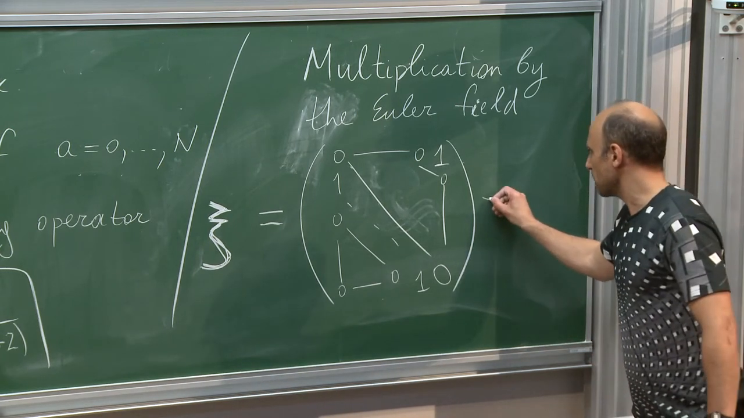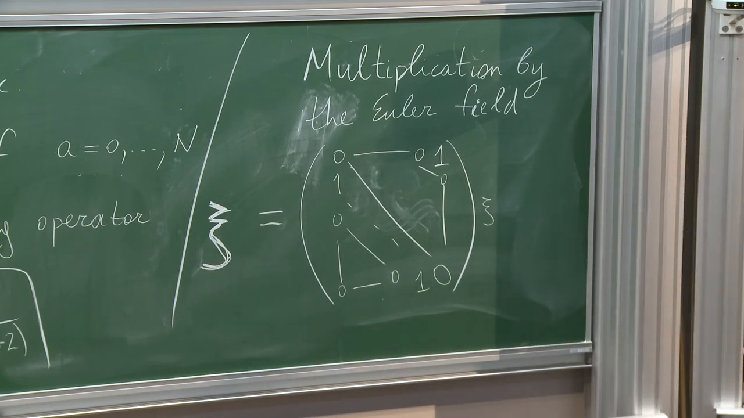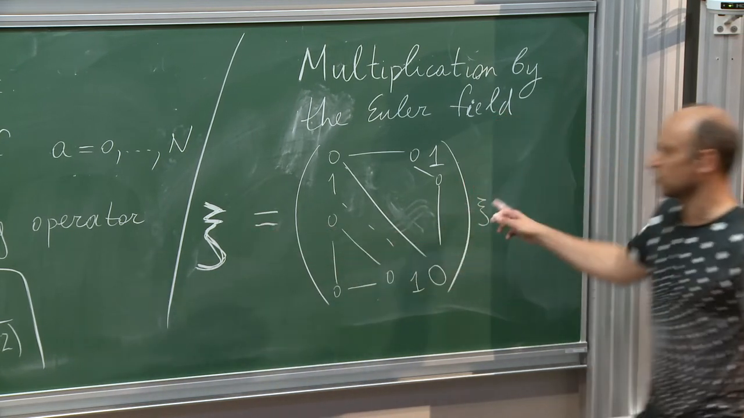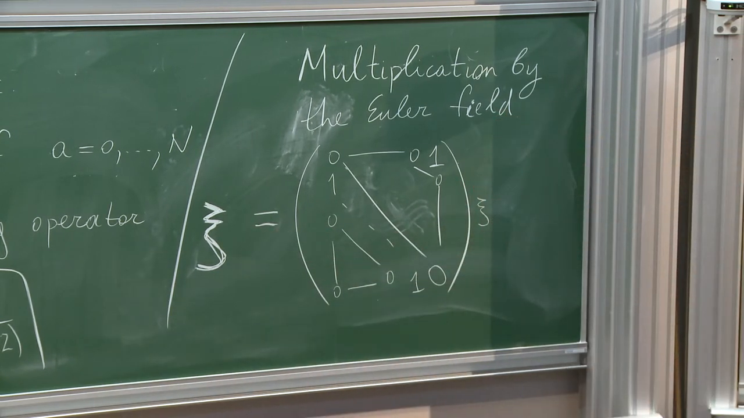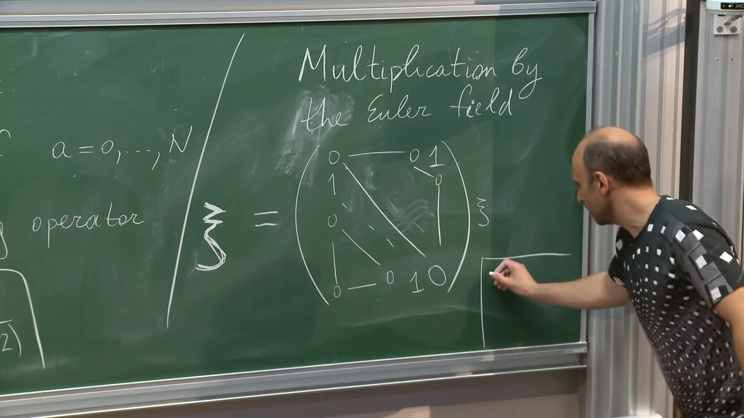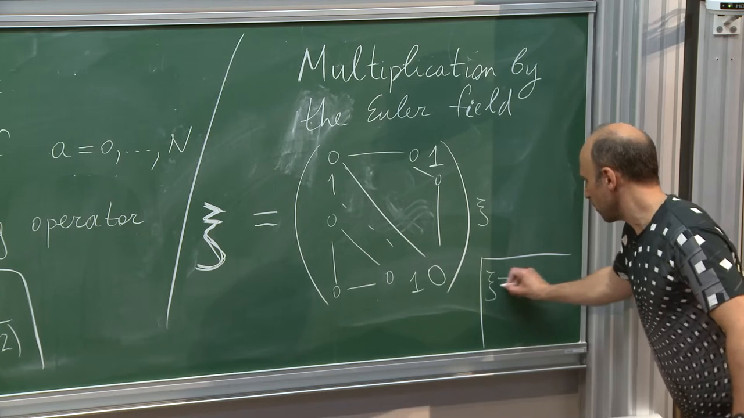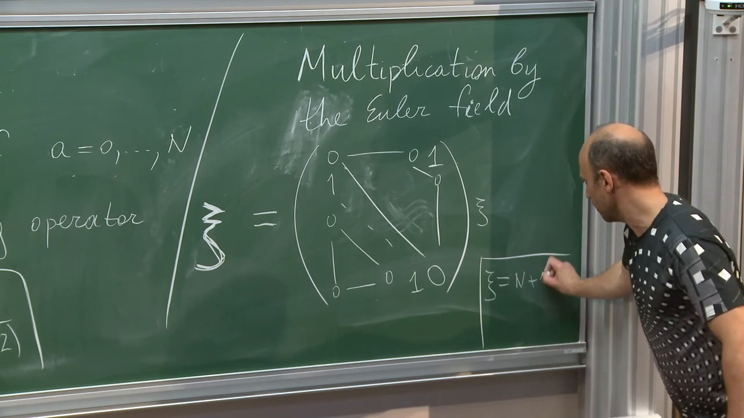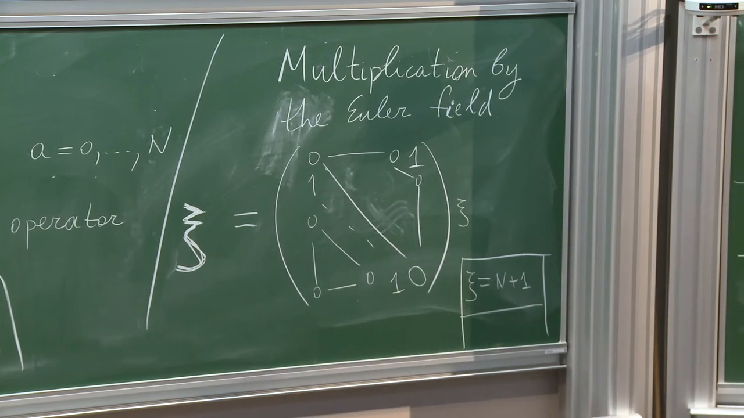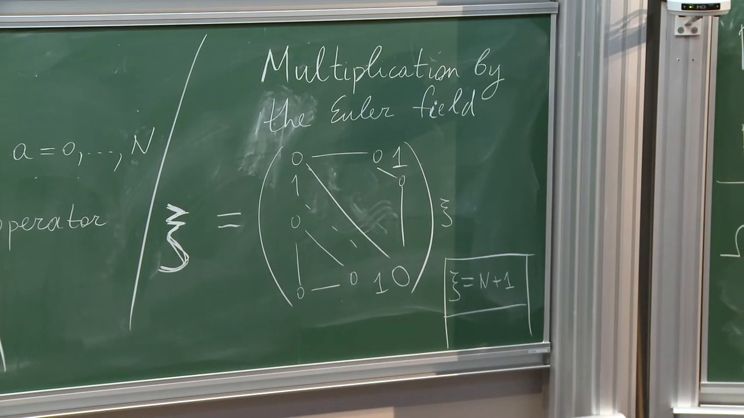And again, I will multiply it by a xi that is not boldface. So this is a parameter, this is a matrix, this is just a number. And here in both cases, the parameter xi is equal to n plus 1. But it would actually be possible to absorb. Well, this parameter is easily absorbed into the differential equation.